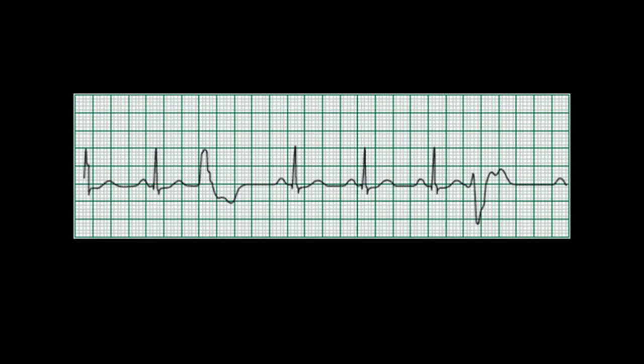I know this is kind of going from A to B to C to T, but this is a basic short video. These are PVCs, premature ventricular complexes. This is a normal sinus rhythm with PVCs.